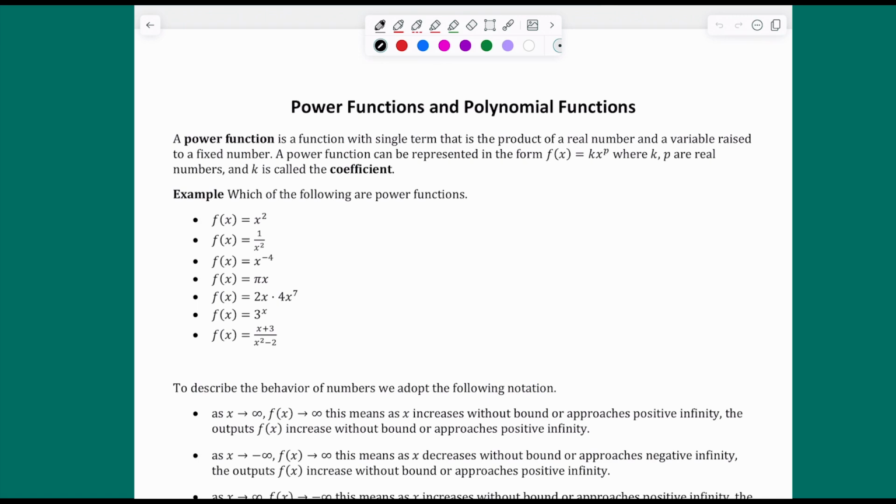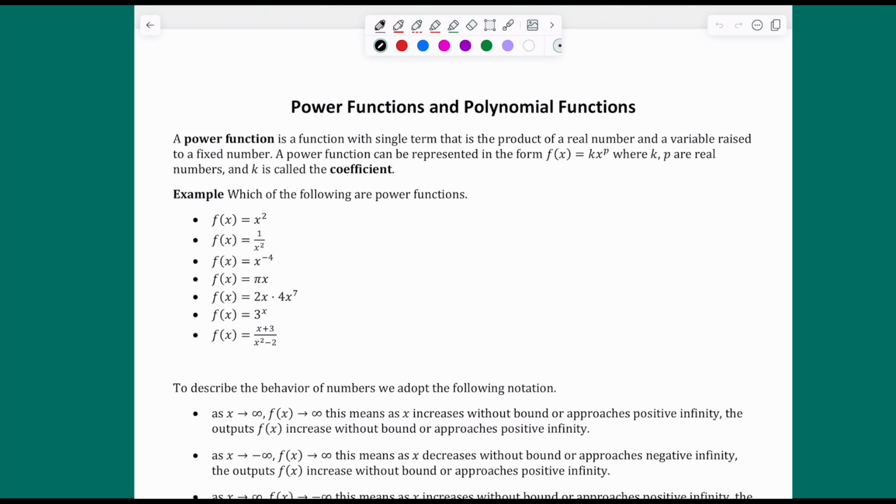Okay, so in this video we're going to cover power functions and polynomial functions. A power function is a function with a single term that is the product of a real number and a variable raised to a fixed number. A power function can be represented in the form f of x equals k times x to the p, where k and p are real numbers and k is called the coefficient.